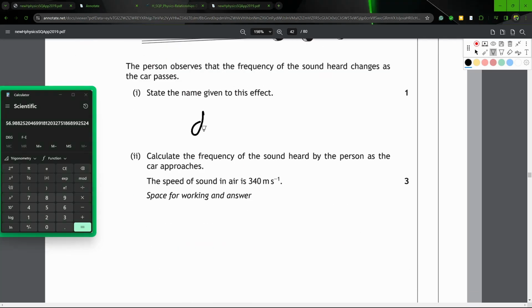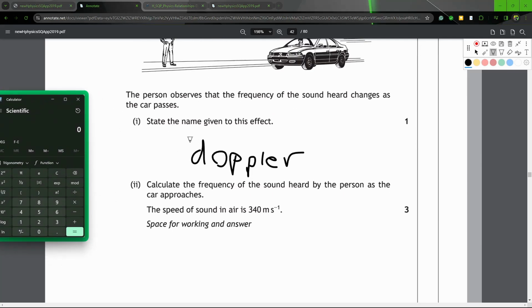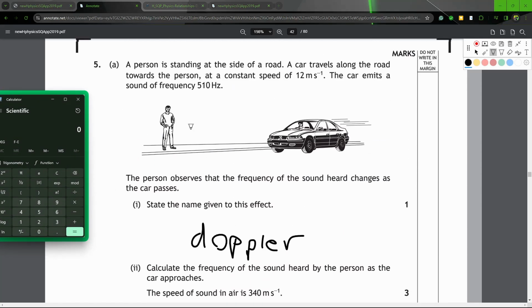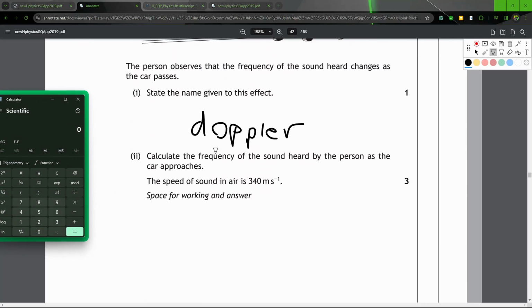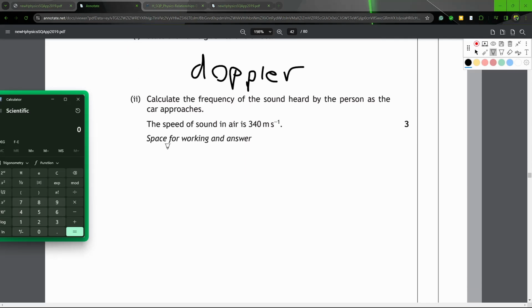Well, it's everyone's favourite Doppler effect, and I can't really explain that. That's just what it's called. You're going to have to remember that. Doppler is when frequency changes when objects are moving. Alright, and we move on to the second part of question 5. Calculate the frequency of the sound heard by the person as the car approaches, blasting its K-pop.